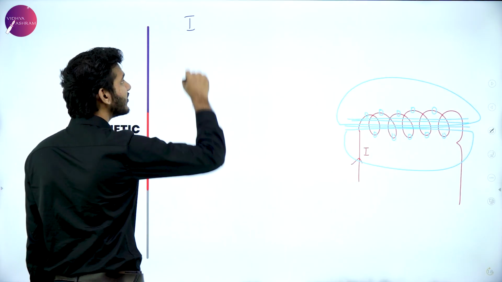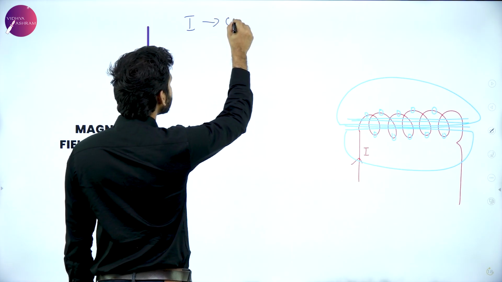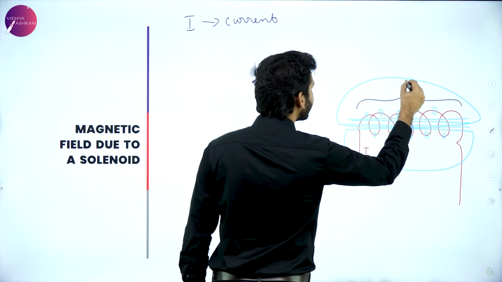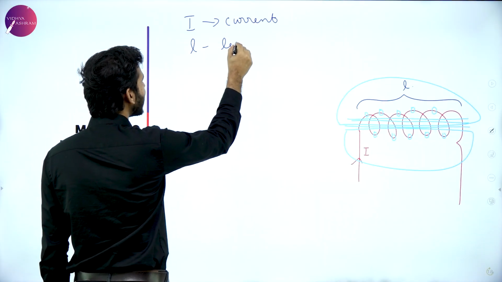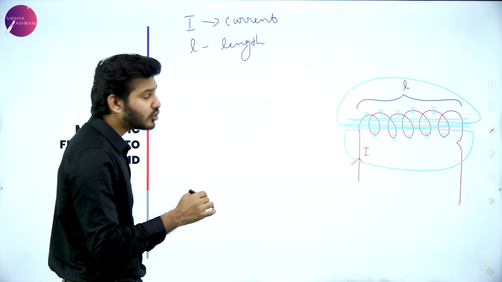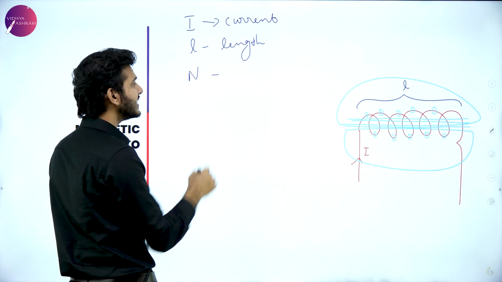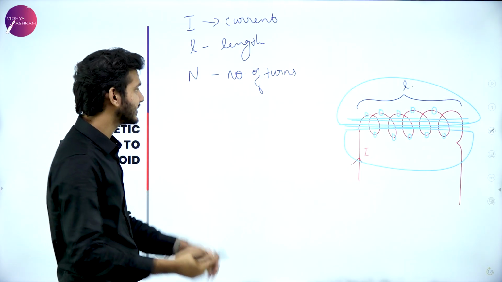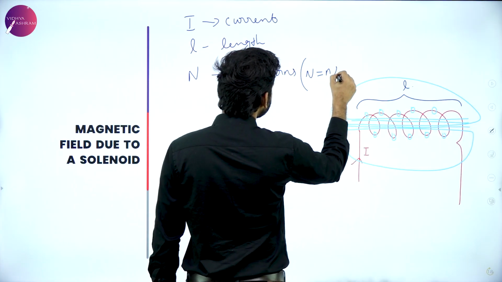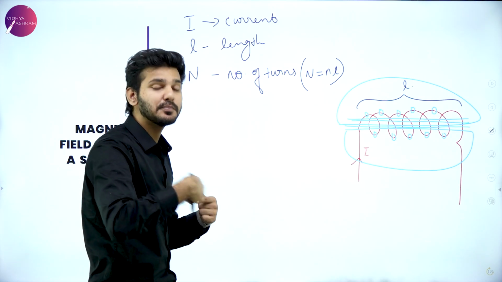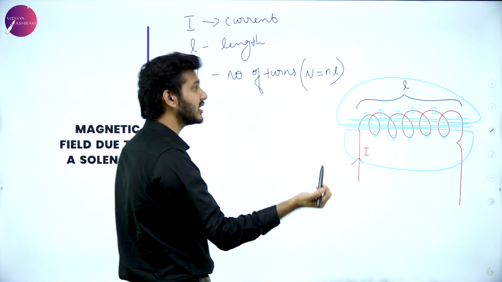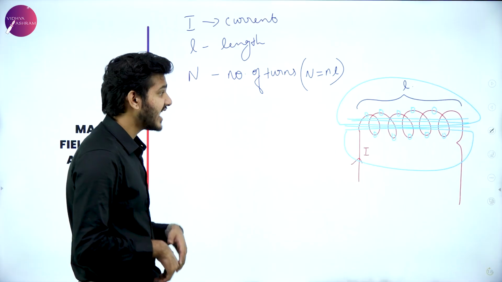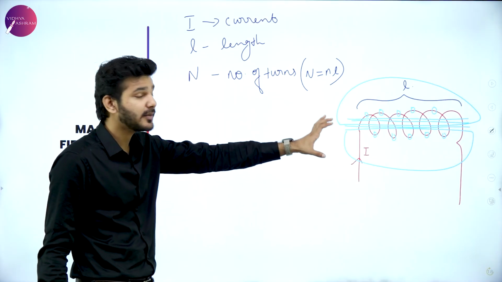Where I is the current passing through, we also know that this solenoid has a length of L. So L is the length of the solenoid, and we know that n, small n, is the number of turns per unit length. That is, n is equal to N into L. How many turns are there per unit length? So we can write it as N into L, that is, number of turns into length. This much is all we need in order to find the magnetic field of that current carrying solenoid.